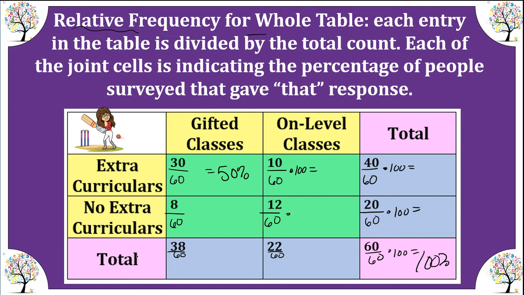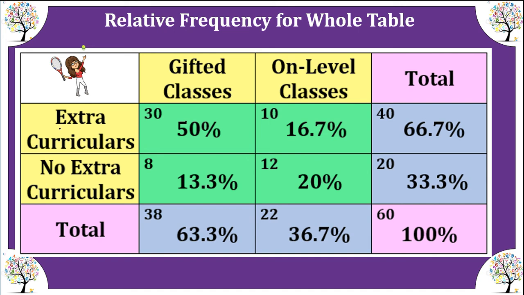Okay, so we're going to do that for each of these. And I believe, yes, this is what we get. And if you get a decimal, round to the nearest tenth. And here is the relative frequency for the whole table, meaning we divided every cell by 60 times 100.